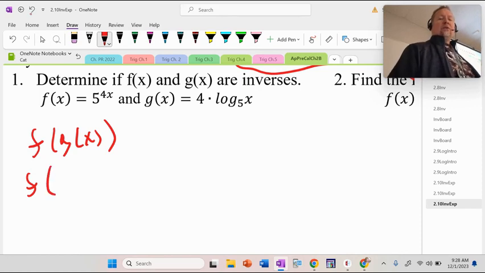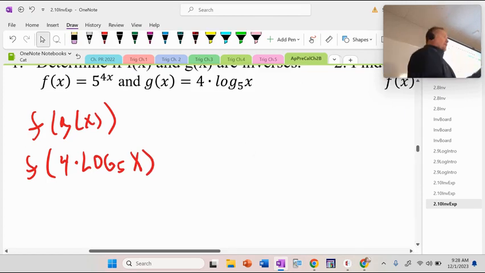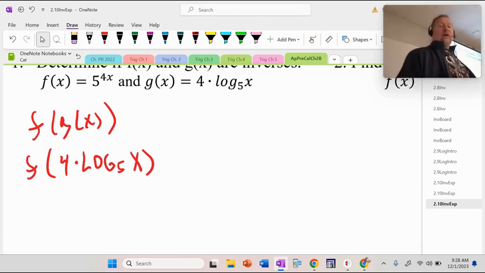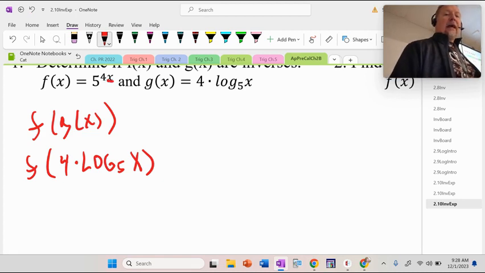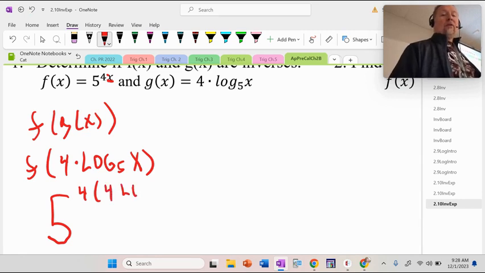So how do I do f of g of x? I plug in. This is where the rules are going to come in from yesterday. And this might be fast. This is why I'm taping it. You might watch this last part again. So it's f of whatever g of x is. Wherever there's an x, I have to plug in this whole expression in there. So this becomes 5, I'm going to write that 5 really big, times 4 raised, and then replace x with this 4 log base 5 of x.